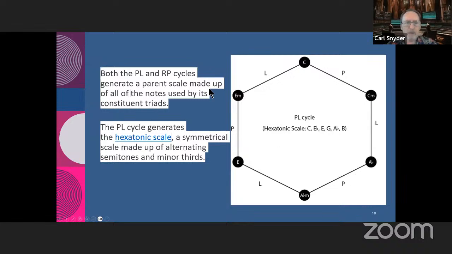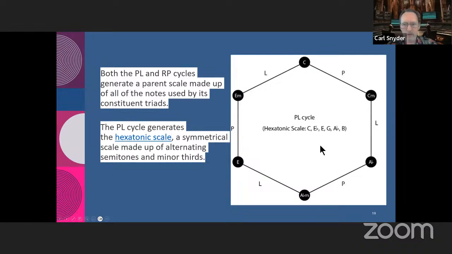So both the PL and the RP cycles generate a parent scale made up of all the notes used by its constituent triads. The PL cycle generates the hexatonic scale. So we go C to C minor, that's the parallel. C minor to A flat, that's the leading tone. A flat to A flat minor is parallel again. A flat minor to E is the leading tone. E major parallel takes us to E minor, and the E minor leading tone transformation takes us back to C.